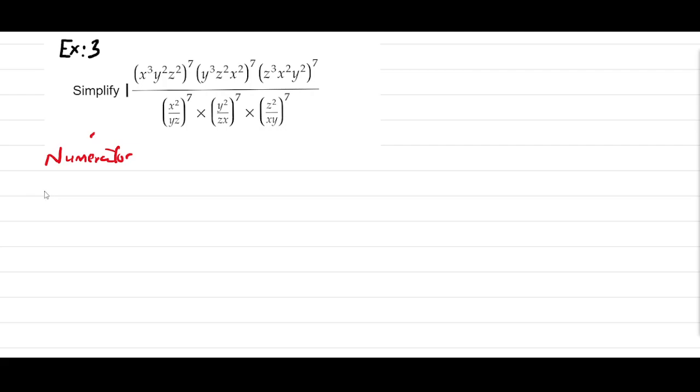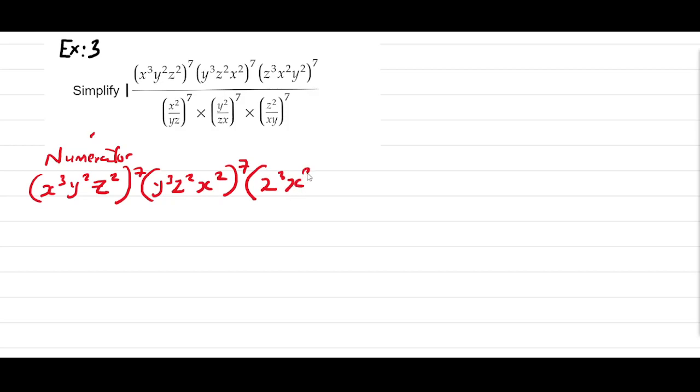So for the numerator part, we have x to the third power, y squared, z squared, all to the seventh power. You'll be multiplying by y cubed, z squared, x to the second power. And then we're taking to the power of 7, x z cubed, x squared, y squared. So this 7 is going to multiply all the powers here.